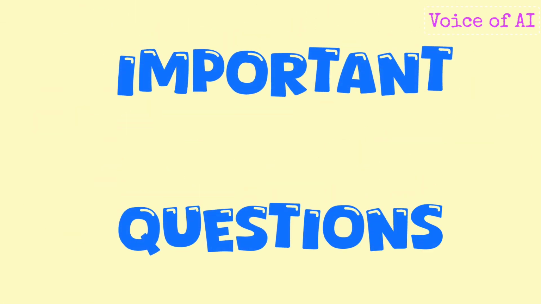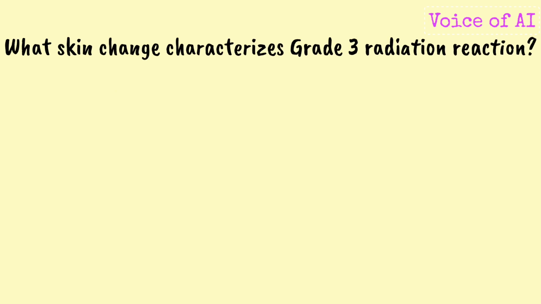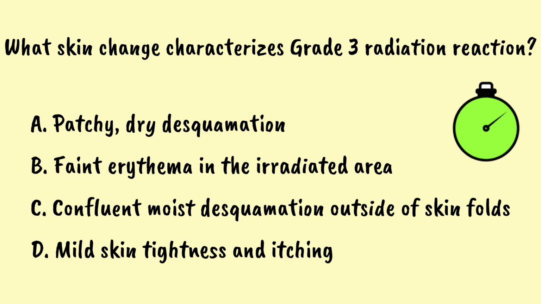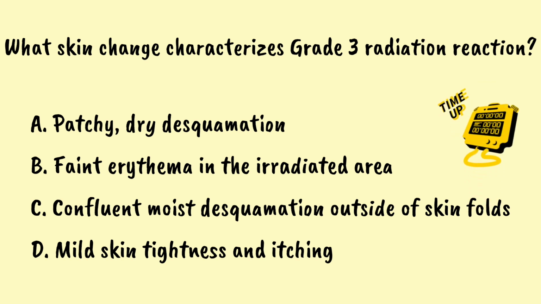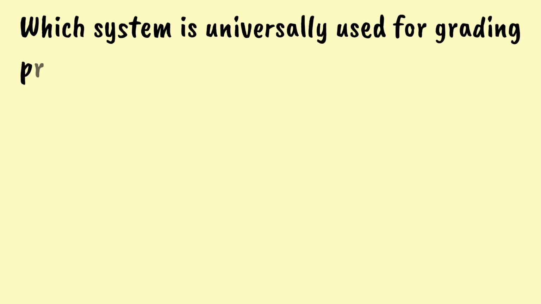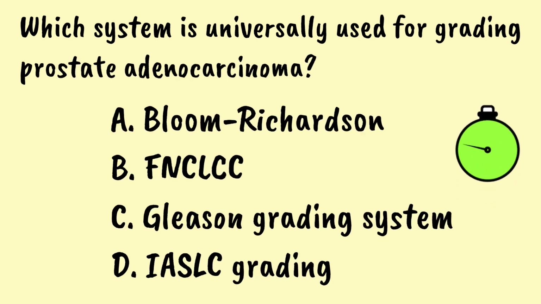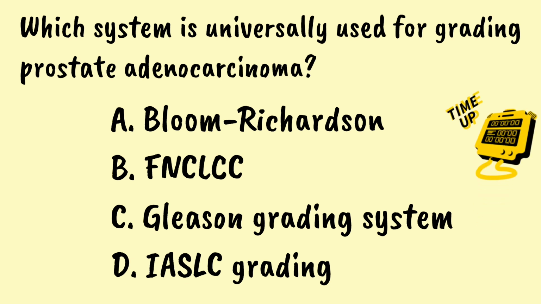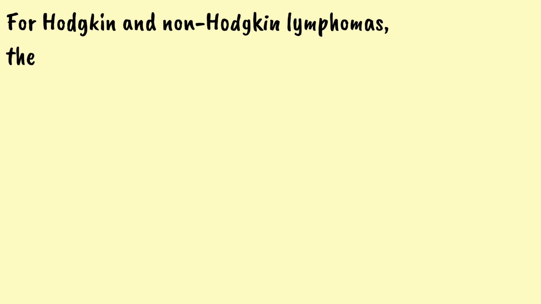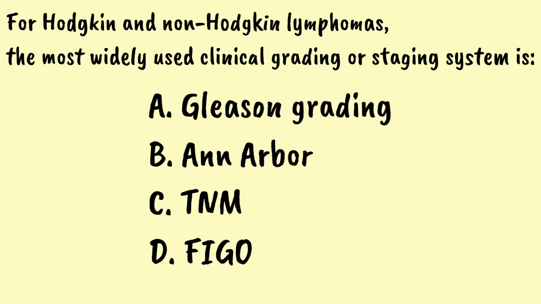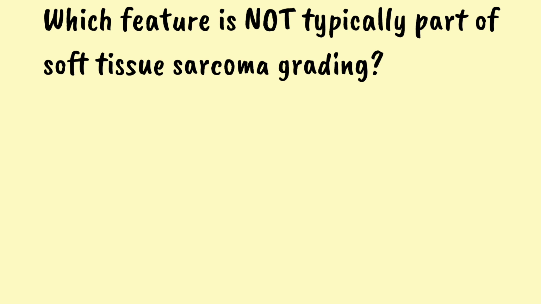Important questions. What skin change characterizes grade 3 radiation reaction? Which system is universally used for grading prostate adenocarcinoma? For Hodgkin and non-Hodgkin lymphomas, the most widely used clinical grading or staging system is... Which feature is not typically part of soft tissue sarcoma grading?